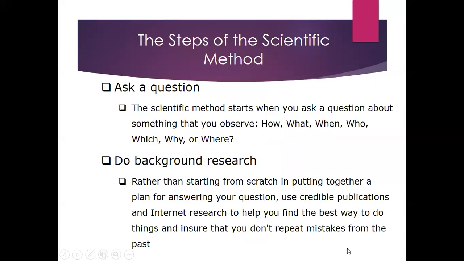Okay, so let's talk about this in a little more detail again. So you ask a question. So the scientific method starts when you ask a question about something. What is happening? How is it happening? When? Why? Where? Who is involved? So not every research question you ask would necessarily involve all of those.